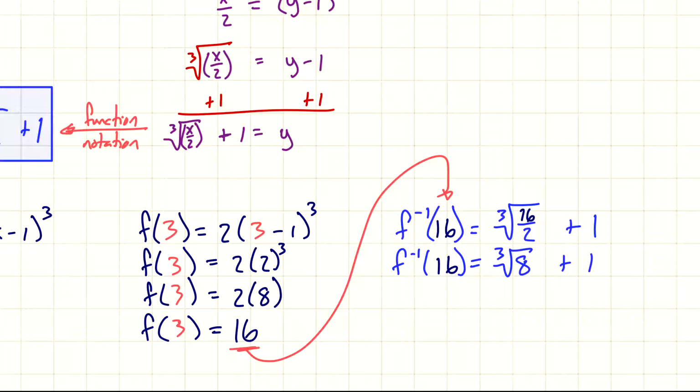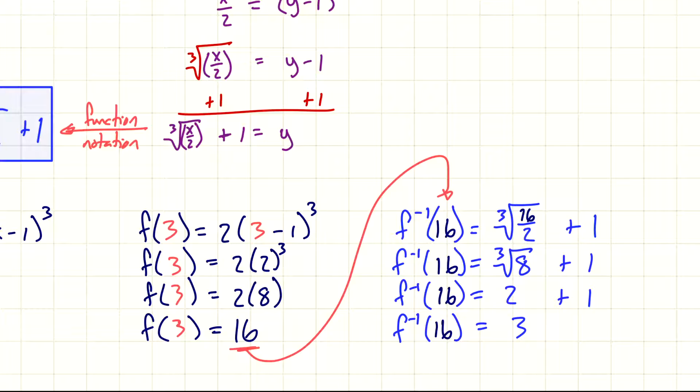Now we need to know the cubed root of 8. If you don't know that in your head, you could try to type it into the calculator as well. Just like a square root, it's the cube root. What 3 numbers can you multiply together to give you 8 that are all the same number? Well, that's going to end up being 2. So this is 2 plus 1. This inverse is going to equal 3. So if we plug in a 16, it gives us a 3.